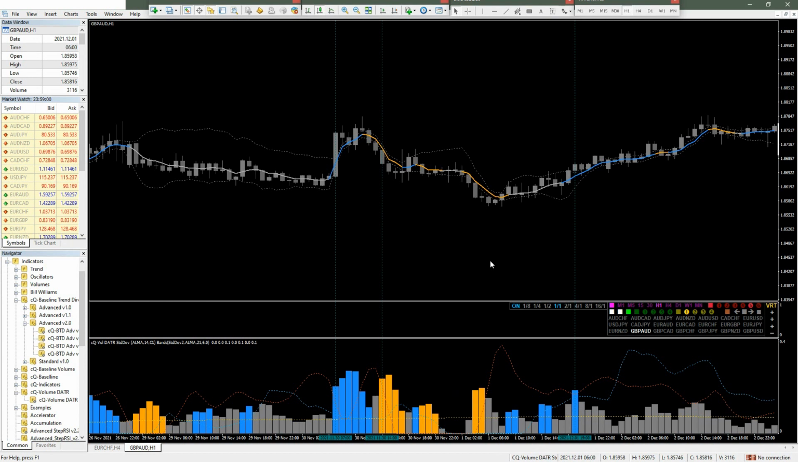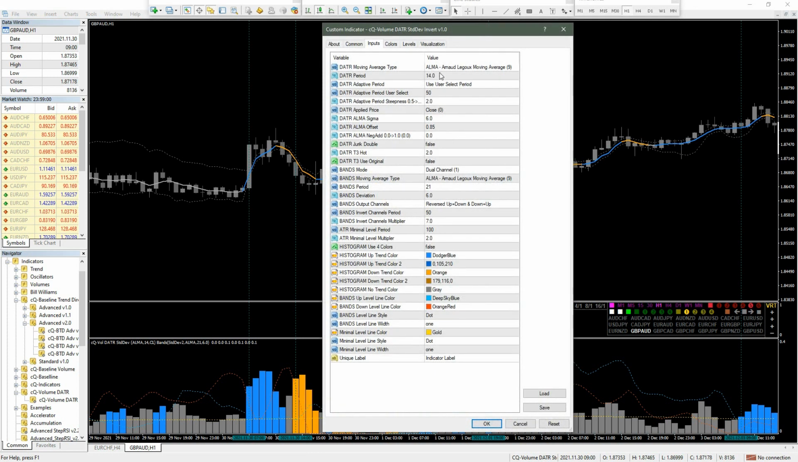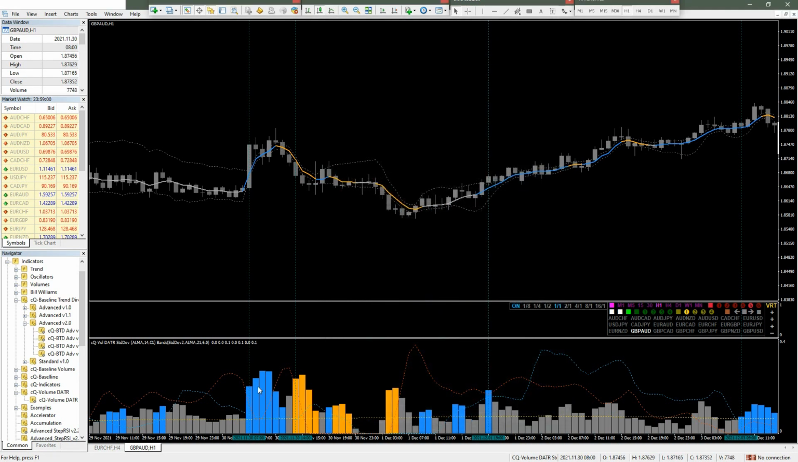This video is about the cQ-Volume DATR Standard Deviation Invert indicator. It's this indicator down here. It's a volume indicator, and when a blue bar is drawn, then there's enough volume for a possible buy. If an orange bar is drawn, then there's possibly enough volume for a sell.